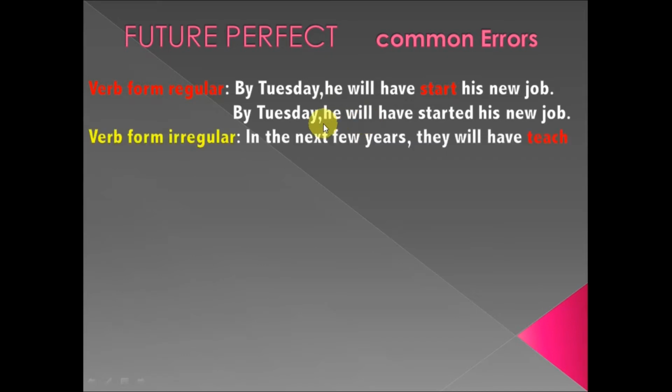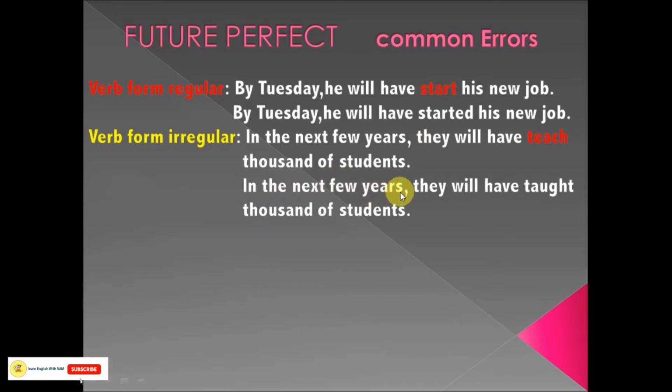And sometimes the mistake is in the verb form of an irregular verb. For example: In the next few years, they will have teach thousands of students. So again, where is the mistake? In the verb form itself. This is an irregular verb, so the right sentence is: In the next few years, they will have taught thousands of students. In this tense, we know we have to use the third form of the verb. Teach became taught. Teach's third form is taught.